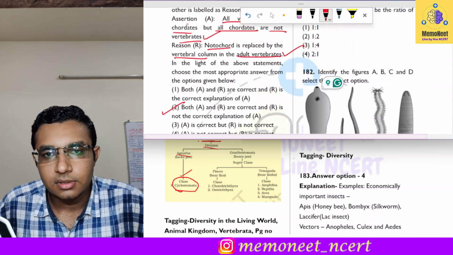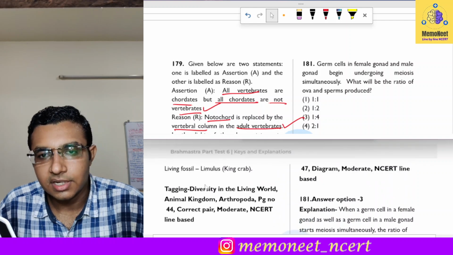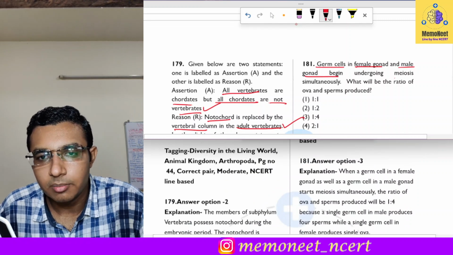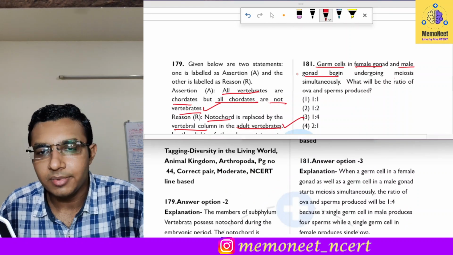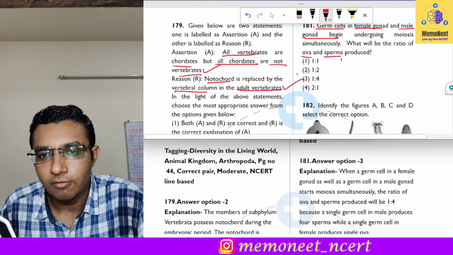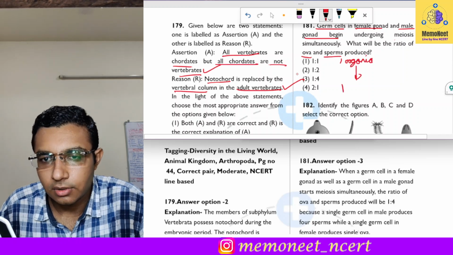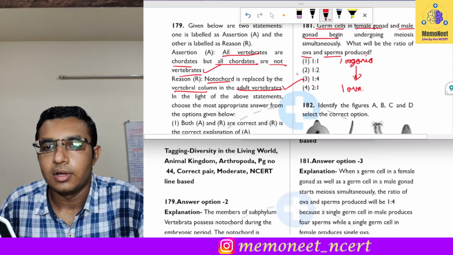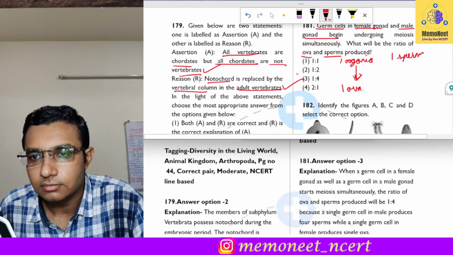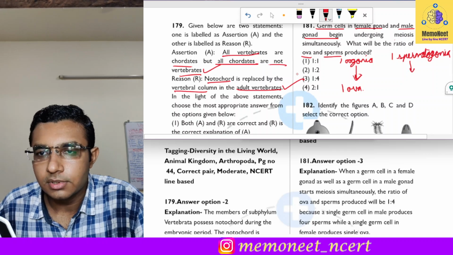The next question is question number 181. Okay, the question number 181 states that the germ cells in female gonad and the male gonad begin undergoing meiosis simultaneously. What will be the ratio of the ova and the sperms produced? Now see, what happens in a female gonad is one oogonia is responsible for production of one ova. Okay, then in the spermatogenesis process, one spermatogonia produces four spermatozoa.